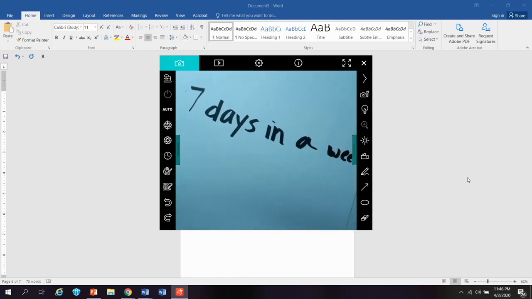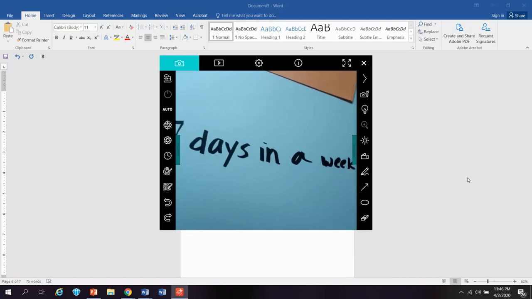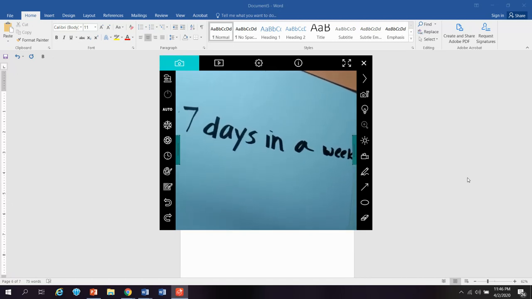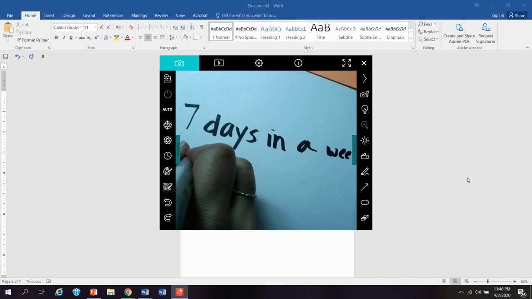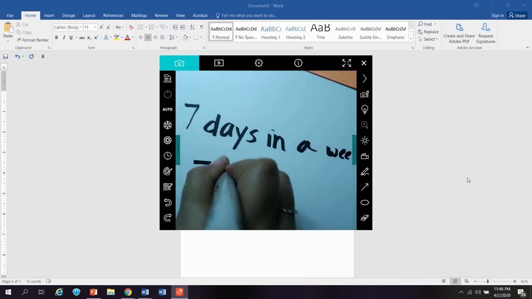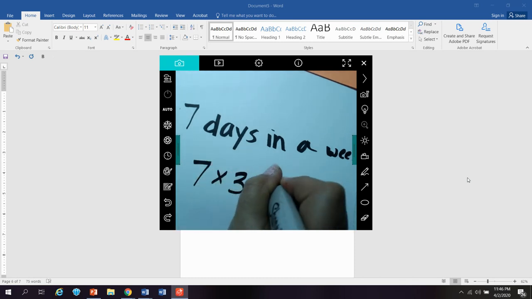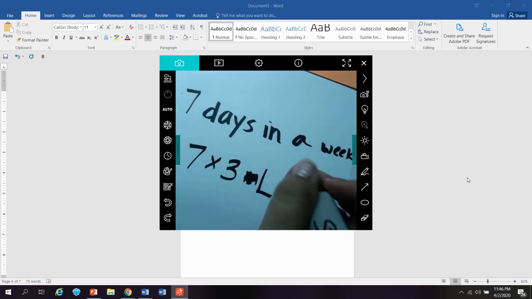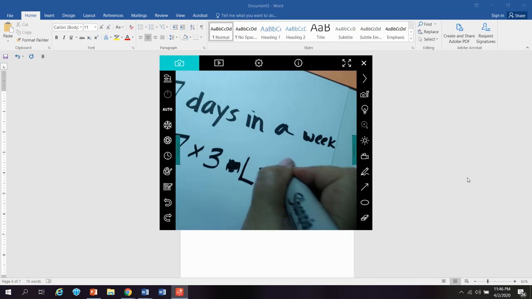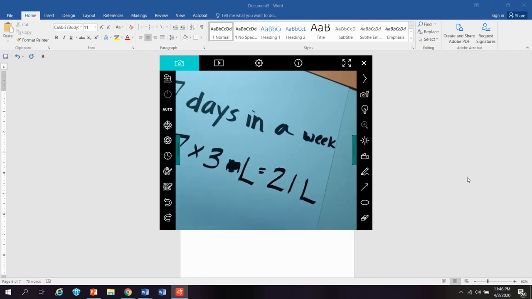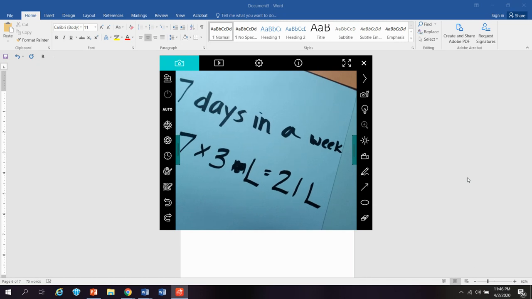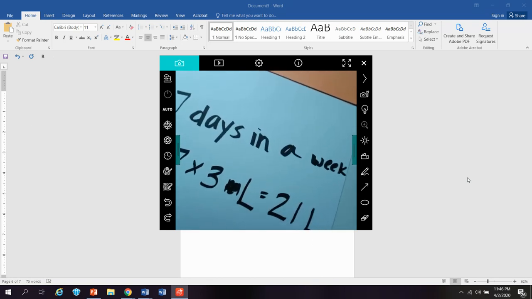Okay? So, I know then that 7 times my 3 liters that I drink a day, that's going to equal 21 liters that I drink in a week. How many liters of water do I drink in a week? 21 liters. And I used multiplication to figure this one out.